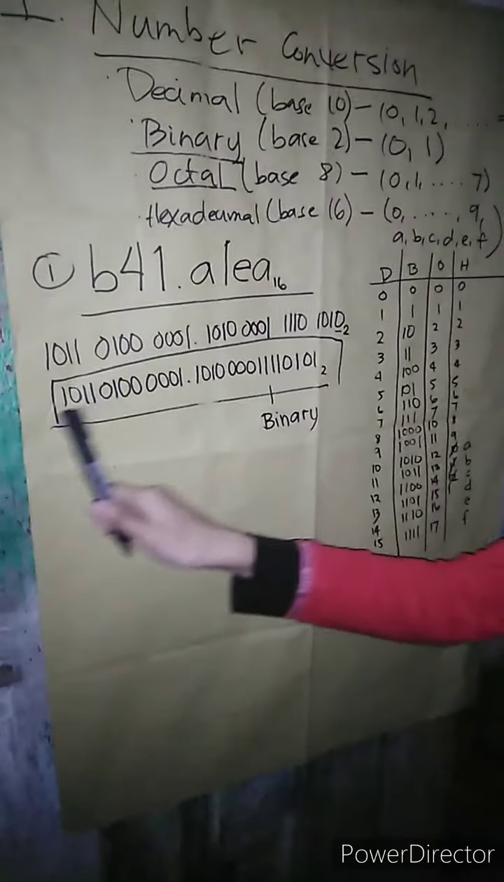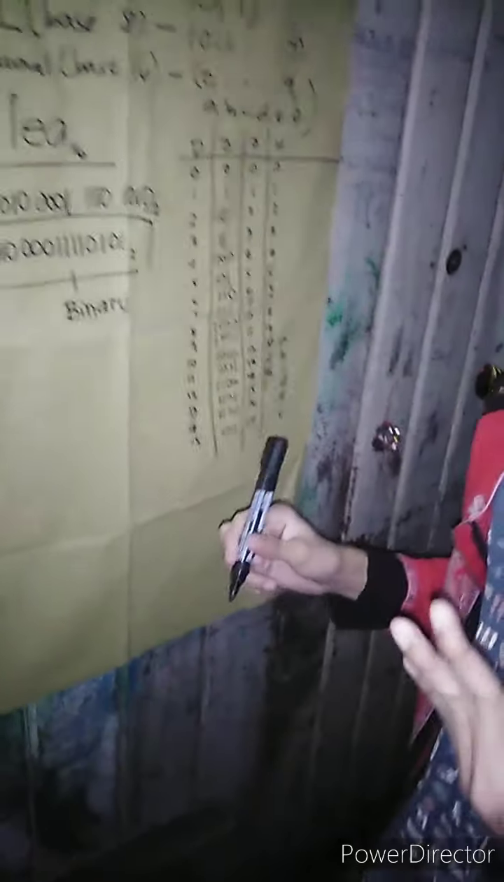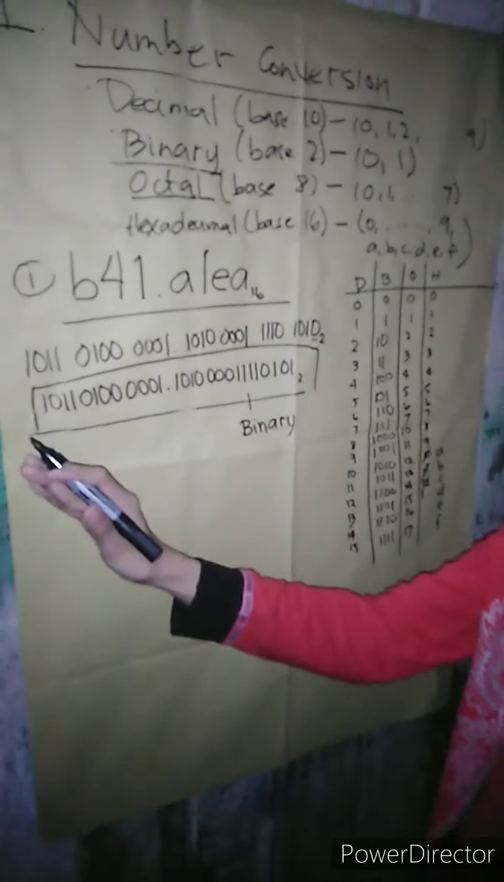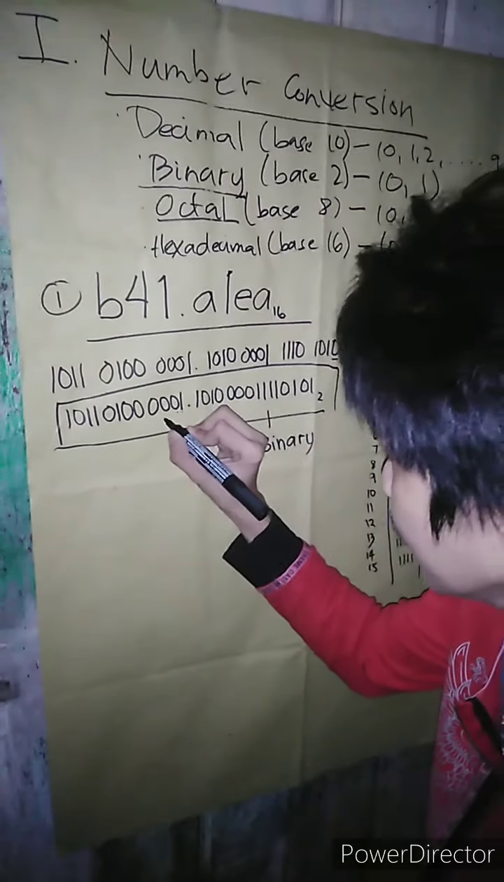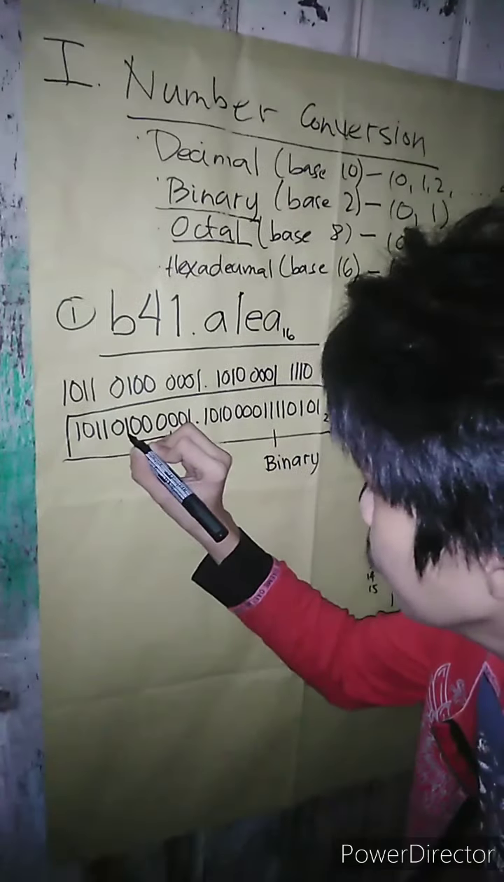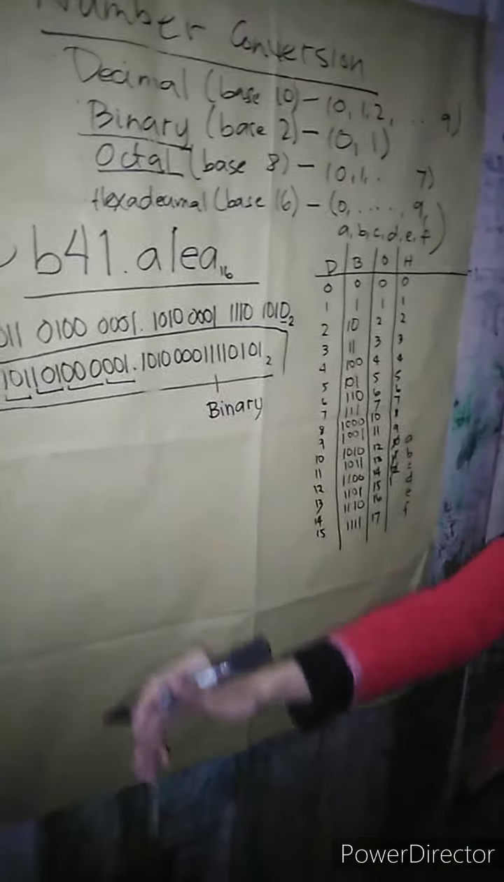Next, gaya nga ng sabi ko, after binary, we will have this octal. Sa octal, we will partition this long thread of digits into 3. For the left part of the decimal point, we will start from the right. So we have 001, this one, 000, this one, 101, this one, and so we already partition it into 3.